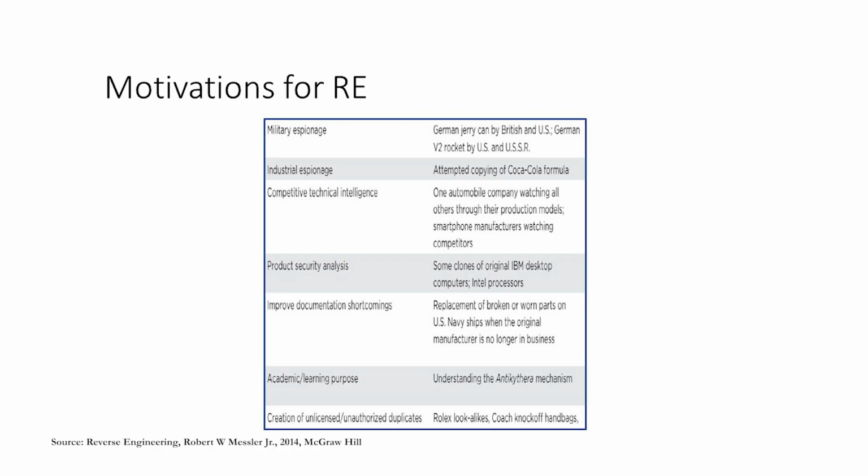Again, product security analysis is a good motivation. Is your product secure enough? Analyzing that is usually possible by cloning the product. For instance, clones of the original IBM desktop computers and Intel processors have been used for product security analysis. To test whether your product is secure enough, you might need to clone other products. Reverse engineering may also be required to improve shortcomings in documentation, such as replacing broken or worn parts that may not be available in the documentation. So, you may have to use reverse engineering to create those parts.